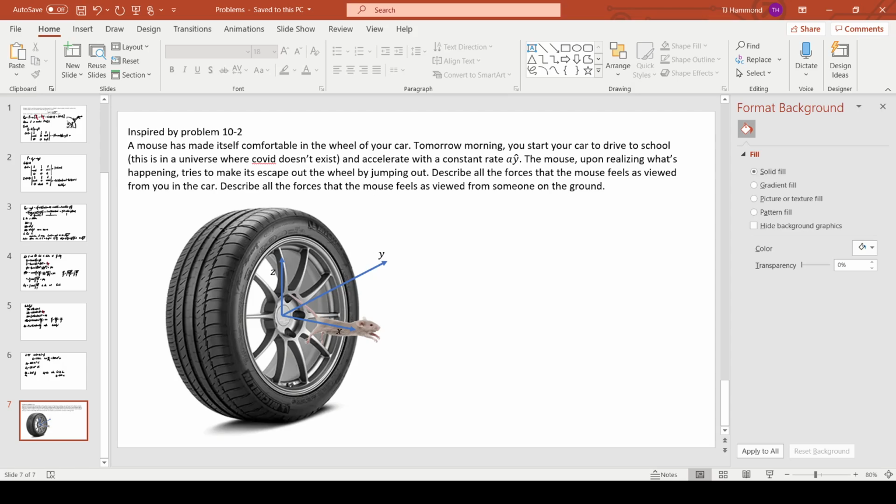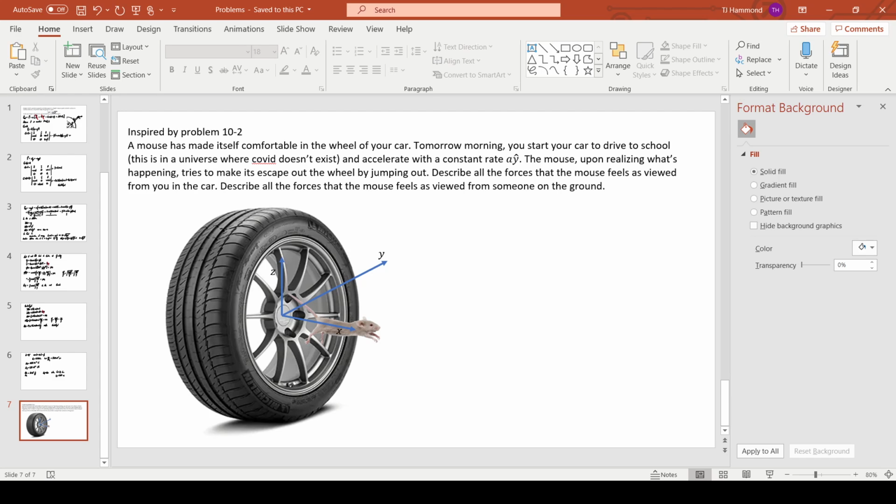So this problem is inspired by problem 10.2, where you're trying to calculate the forces in a tire of a racing car. In this problem, a mouse has made itself comfortable in the wheel of your car. Tomorrow morning, as you start your car to drive to school, obviously this is in a universe where COVID doesn't exist because we're actually going to school and to work.